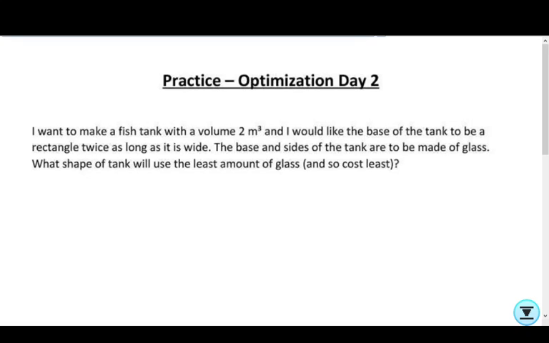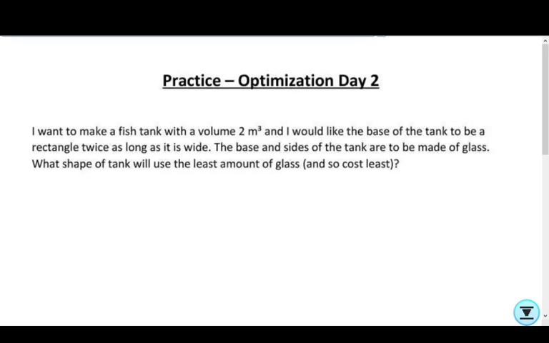Okay, so we're going to be looking at an optimization problem similar to the one we did in today's notes. The difference is we're dealing with a rectangular prism, but in the notes it was basically a complete box. In this one, we're actually going to have an open top.